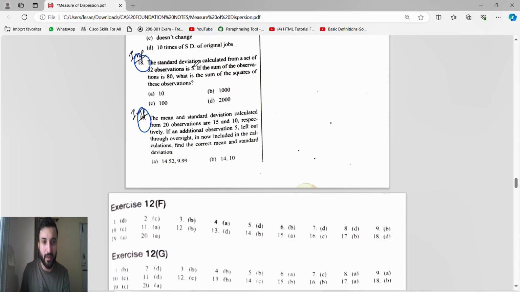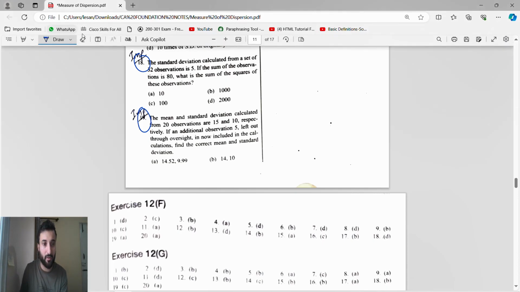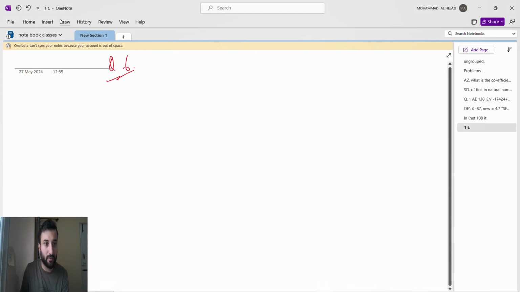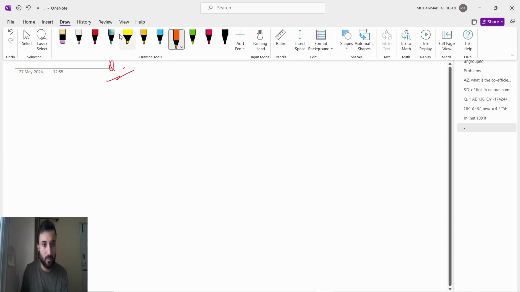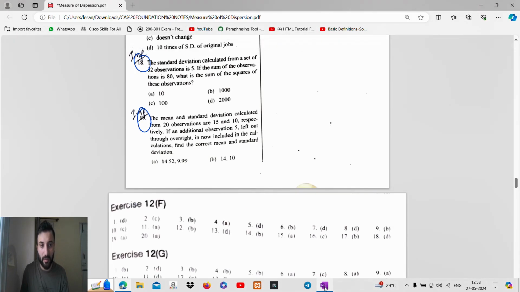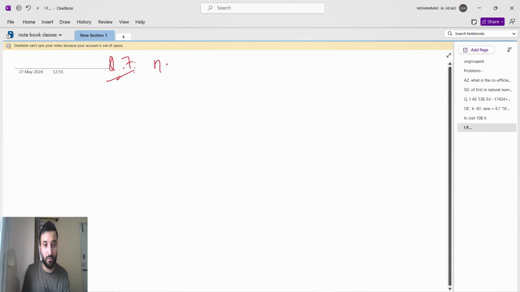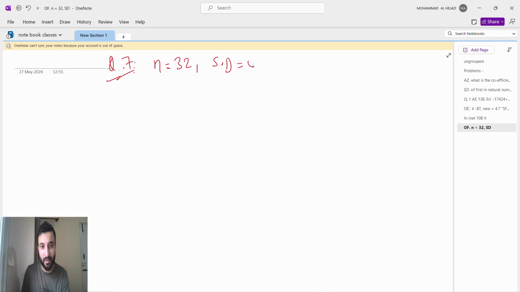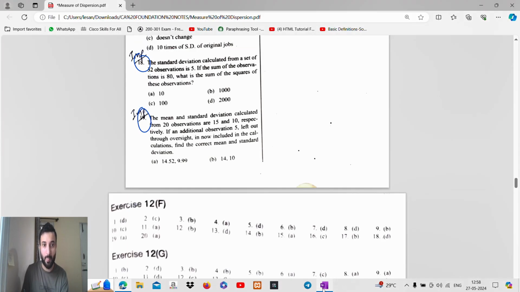Okay, next we will see this, the standard deviation calculated. Yes, right here. Standard deviation calculated from a set of 32 observations is 5. Question number 7. So for a set of 32 observations, n is 32 and standard deviation is 5.